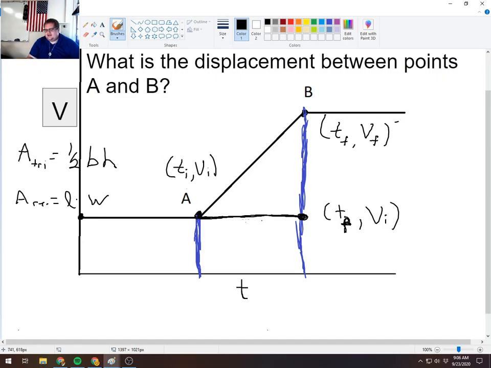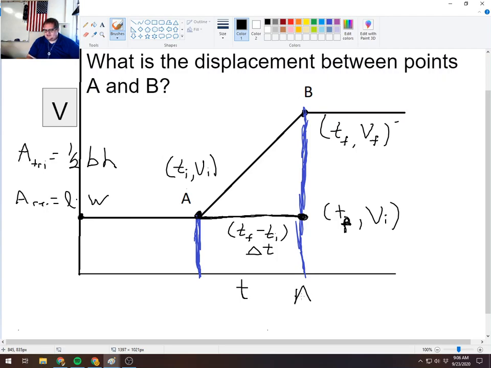So this length right here, for the rectangle and the base of the triangle, is going to be TF minus TI. Now, if you'll permit me, I'm going to use delta notation, and I'm going to call this delta T. Again, that means the exact same thing. So rectangle, let's do the rectangle right here.